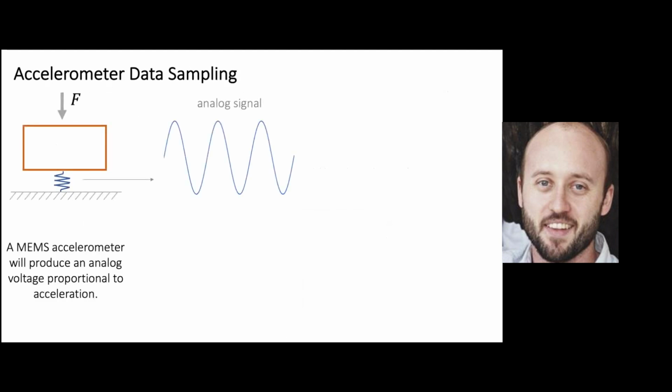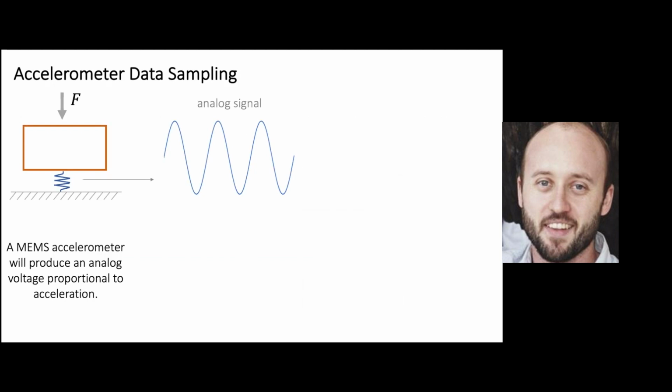So back to our MEMS accelerometer, we said that when we give it a force input, it's going to produce a voltage that's proportional to it. And we know that vibration is continuous. It's a continuous signal. So it's going to produce a continuous voltage signal, which is what we call our analog signal. And we call it analog because it's essentially analogous or proportional to that force input. So now we get a voltage that is proportional to the vibration of the system.